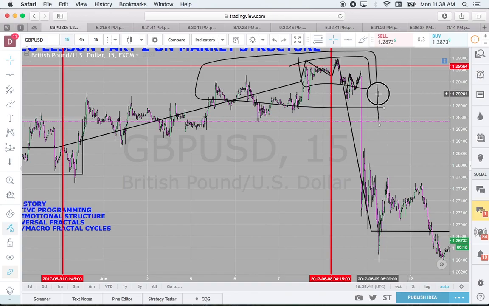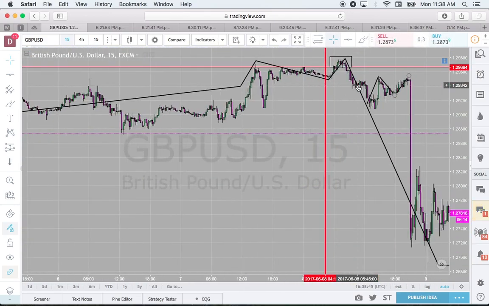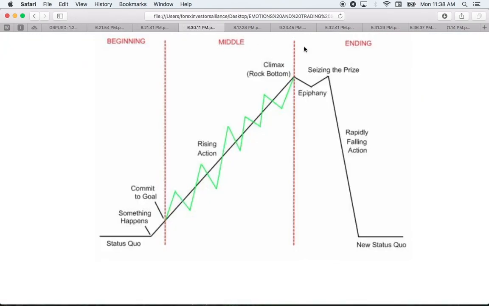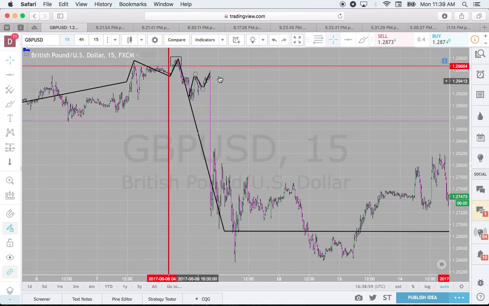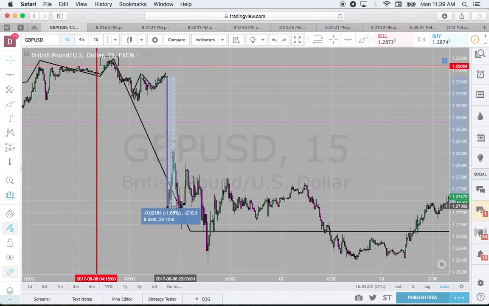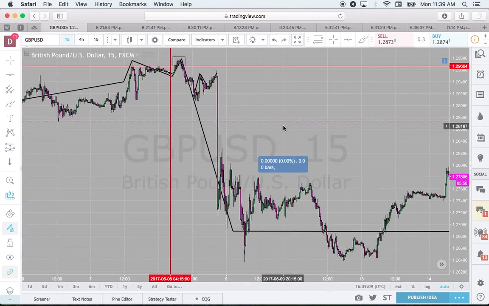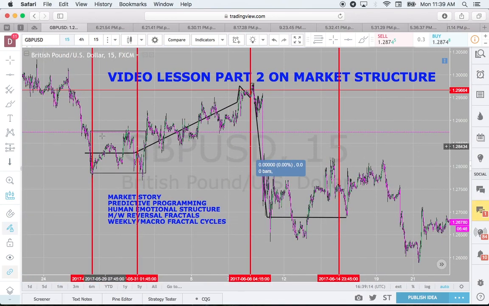So, here we can see rapidly falling action and then the new status quo. Rapidly falling action, that was a 200 plus pip drop in just a few minutes. And then this status quo was about 4 days and 100 pip range. Here we can see this one for maybe 6 days in a 120, 130 pip range.